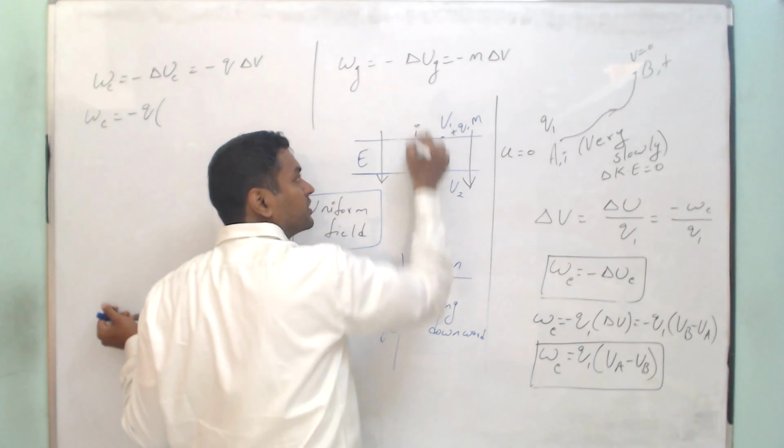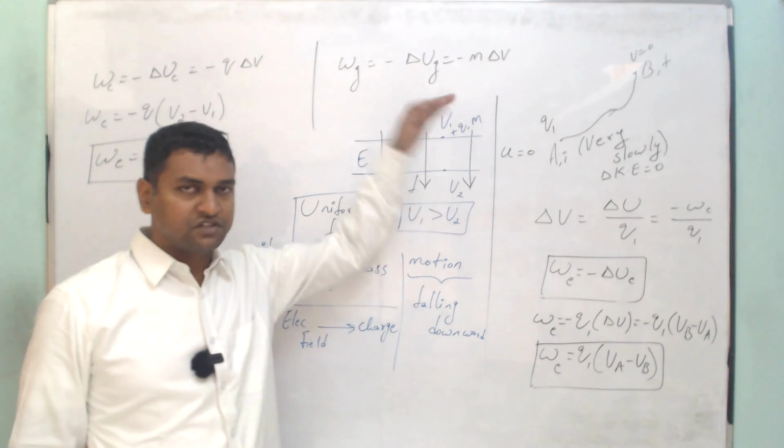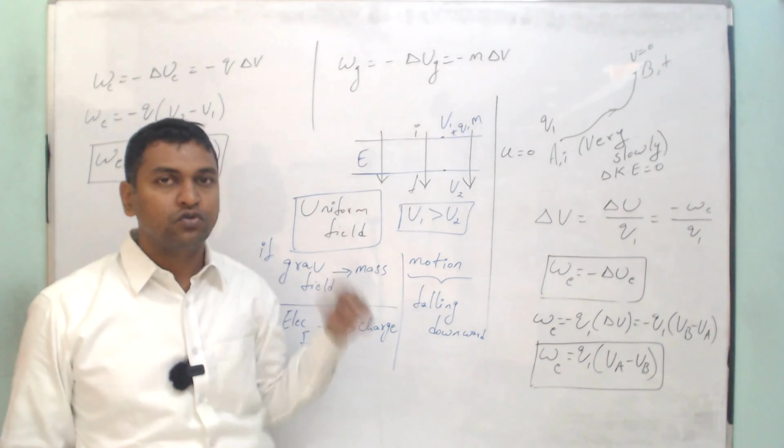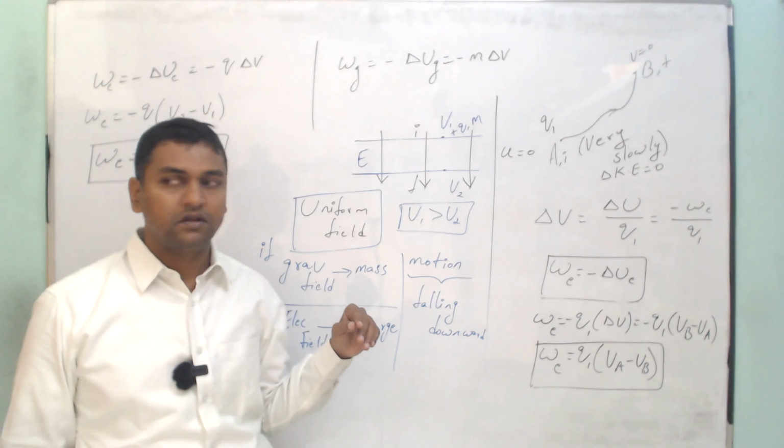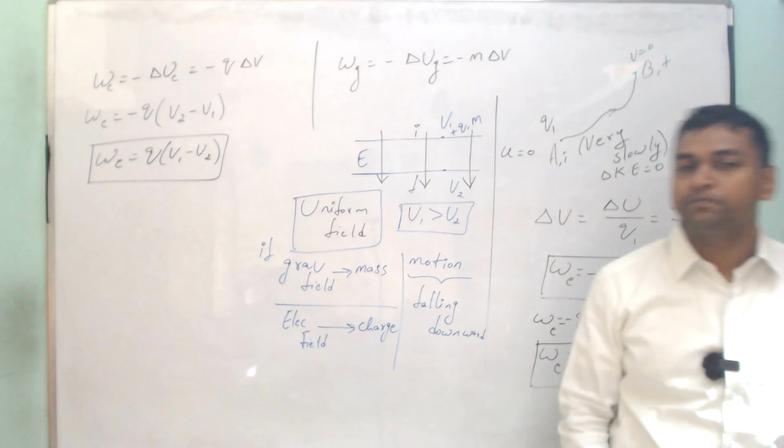Can I say V1 is greater than V2? Yes, because the electric field is in the downward direction. Next point: if I place a positive point test charge, it will always go from higher potential to lower potential. So the work done by the electrostatic force is also charge into higher potential minus lower potential. Is this clear?